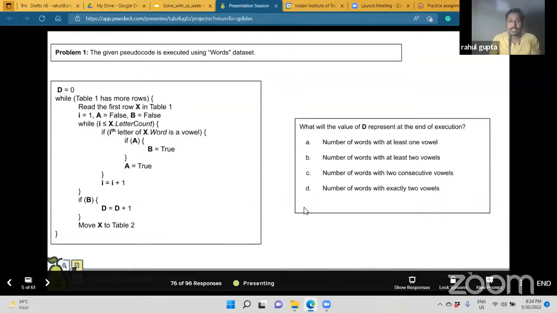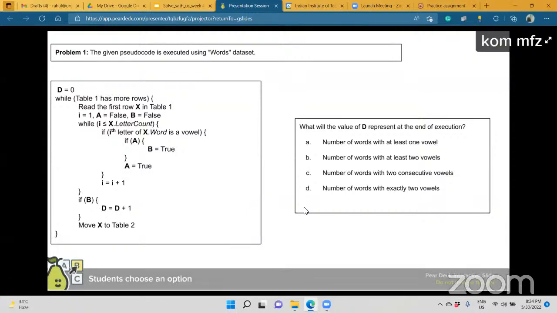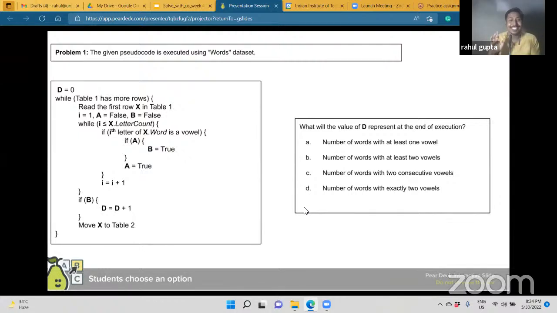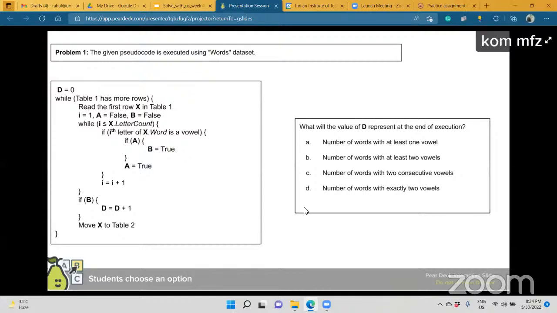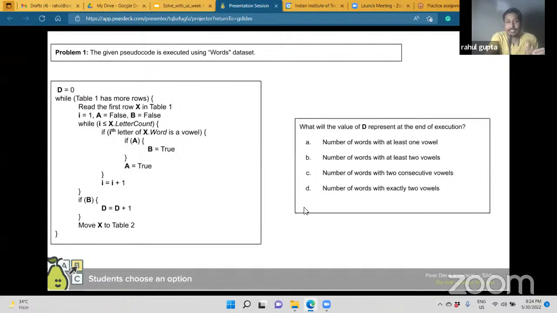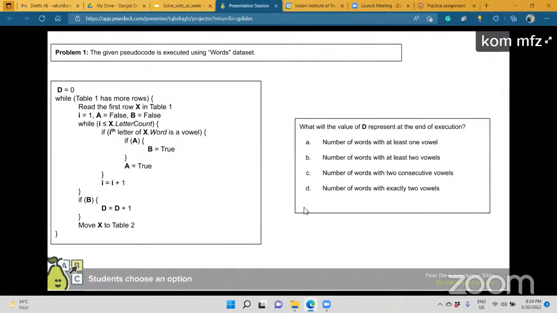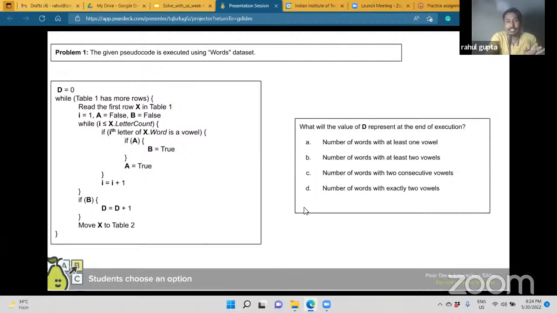Vikram. D means the number of words with exactly 2 vowels, right? Yes, sir. Okay, Vikram, what is your name? Vikram. So, Vikram has two vowels, right? Yes, sir. And Rahul is also having, Vikram has three vowels.